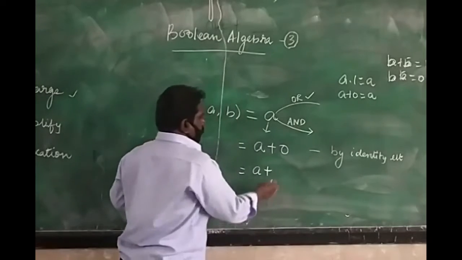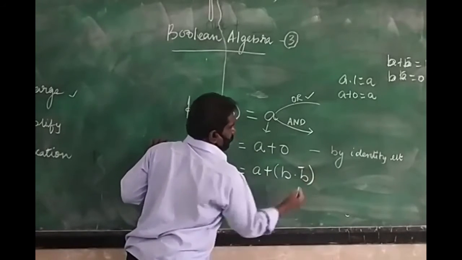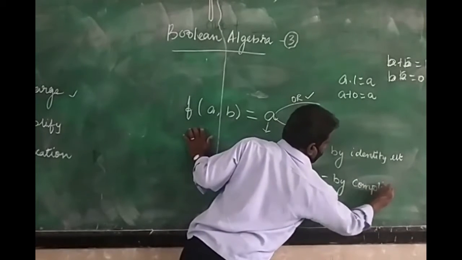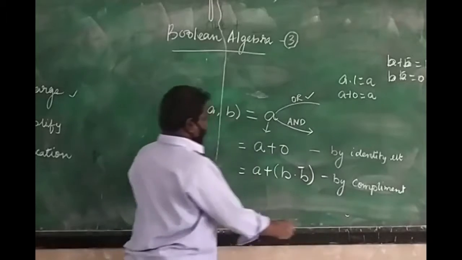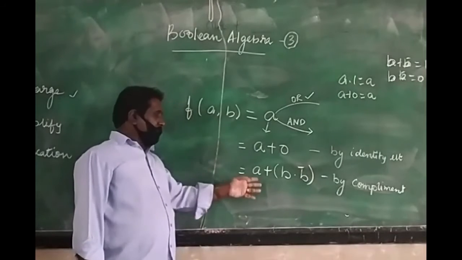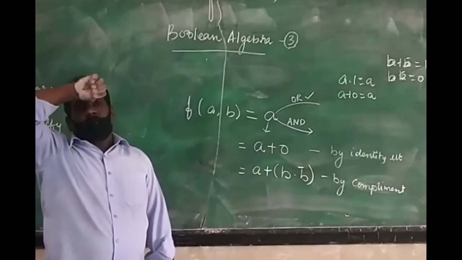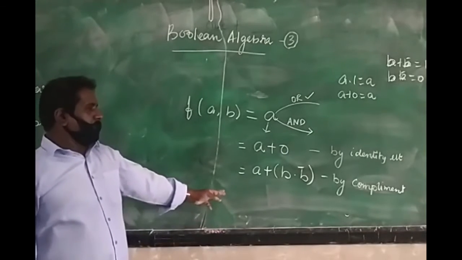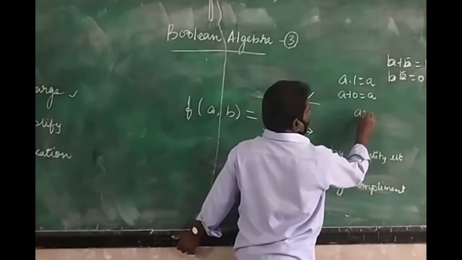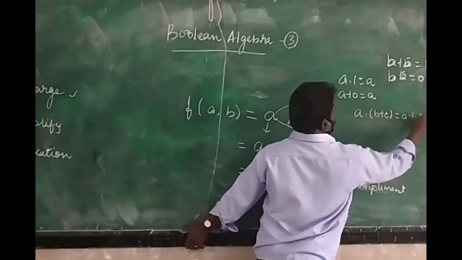So because of that, instead of 0 you can apply B dot B bar, by the identity and by the complement law. Now which theorem is suitable to apply? Which theorem is coming in right in this format out of 30 theorems? Yes, it is suitable to apply the distributive law. The distributive law says that A plus B dot C equals A plus B dot A plus C.